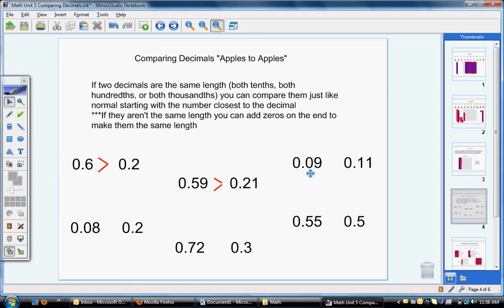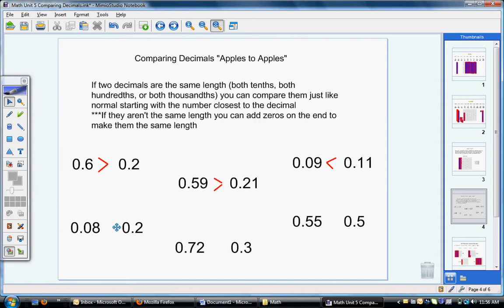On this one, I have 9 hundredths and 11 hundredths. Even though this is a 0, it still counts as a digit. So since both of them are 2 digits long, they're both in the hundredths, I can compare like normal. The one right next to the decimal is a 0. The one right next to the decimal is a 1. So 11 hundredths is bigger than 9 hundredths, or 9 hundredths is less than 11 hundredths.